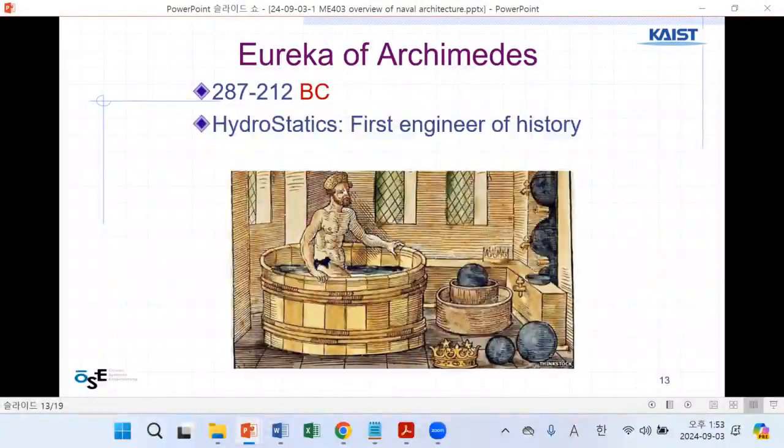Hydrostatics. We say statics and dynamics. Right? Static stability and dynamic stability. Static, hydrostatic. Aerospace. Is there aerospace engineering? Nobody.